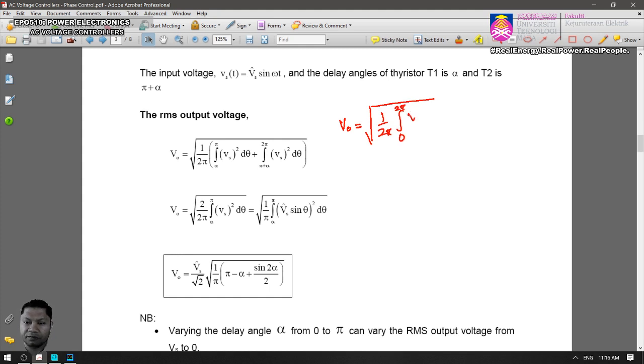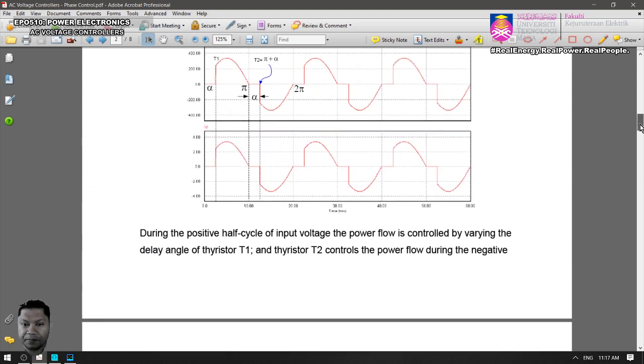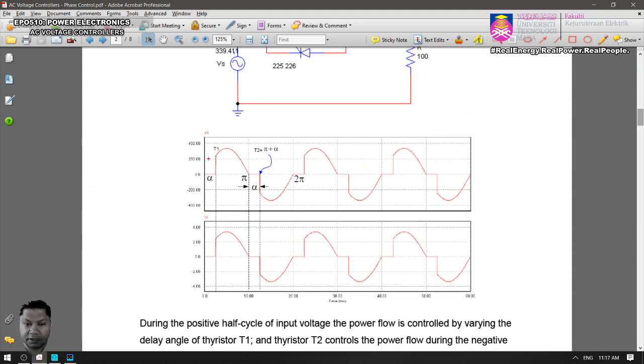Okay, the general equation will be V out(t) dt squared. Right, so this is the general equation, and then you proceed with that integral. Okay? So you have 1 over 2 pi. If you look at the first integral, this is actually for that one, is it? From alpha to pi. Okay, so this is the first integral.